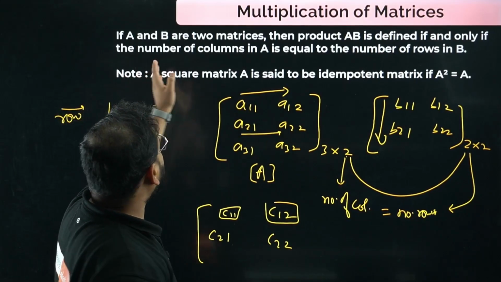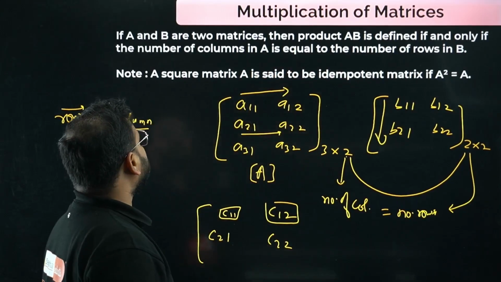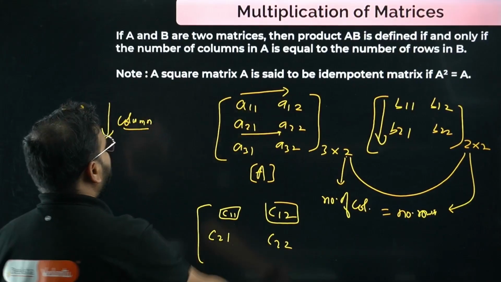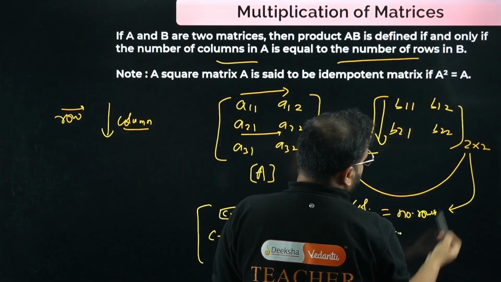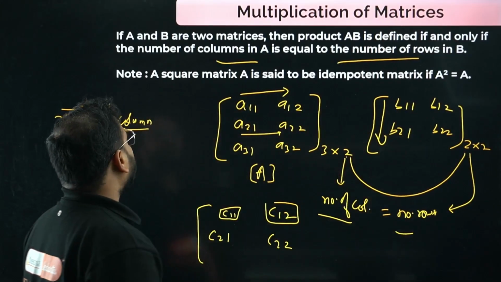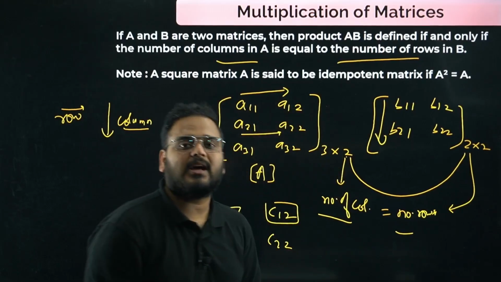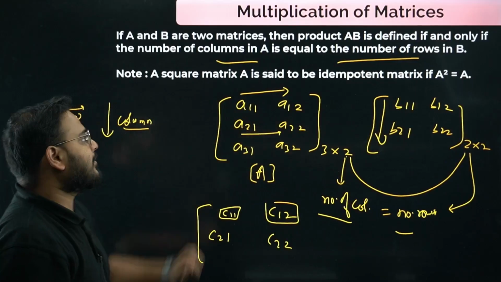Let's read it. If A and B are two matrices, then product AB is defined if and only if the number of columns in A is equal to the number of rows in B. Okay, correct? Number of columns in A should be equal to number of rows in B. Square matrix A is said to be idempotent matrix if I have A square as A. Whenever you get square of a matrix as itself, you call that an idempotent matrix.